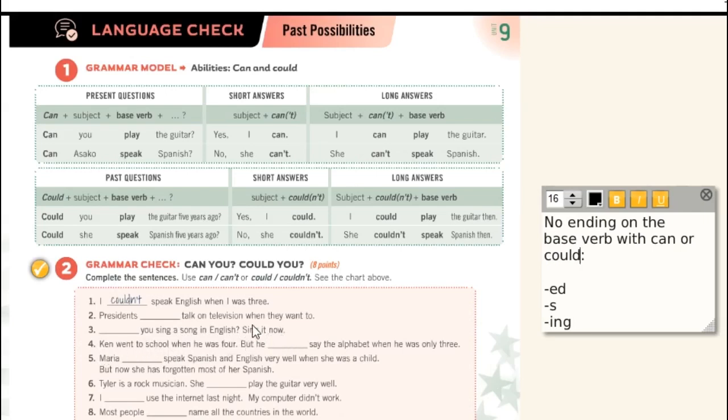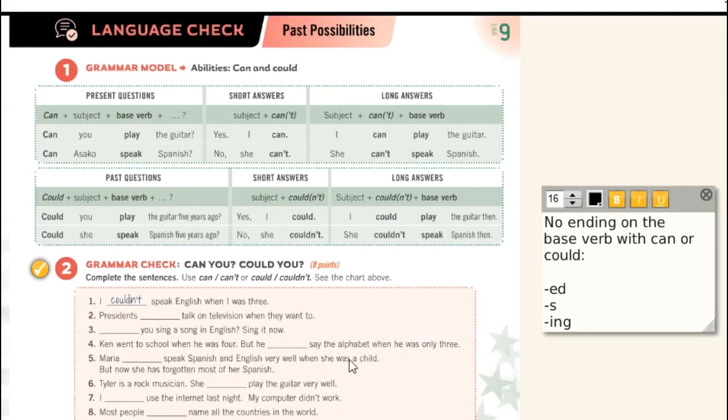Sing it now. 지금 불러. Ken went to school when he was 4. Ken 4살 때 학교 다녔어요. He went to school when he was 4. Ken went to school when he was 4, but he 땡땡 say the alphabet when he was only 3.